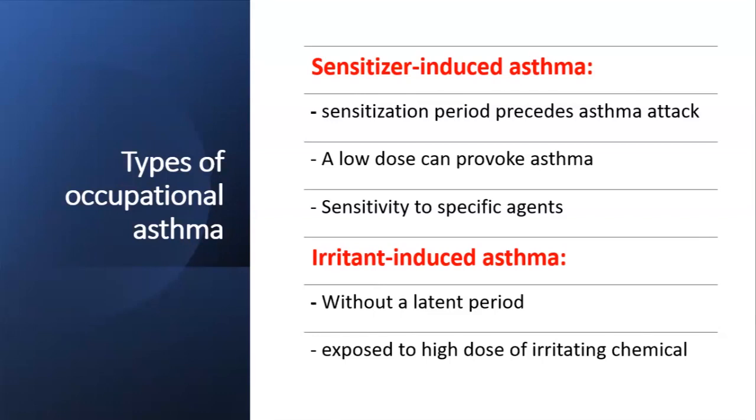All right, good. Then you have irritant-induced asthma. This happens without a latent period. So once you come in contact with this irritant, you're affected. And usually people who are exposed to a high dose of irritating chemical could precipitate an asthma attack.